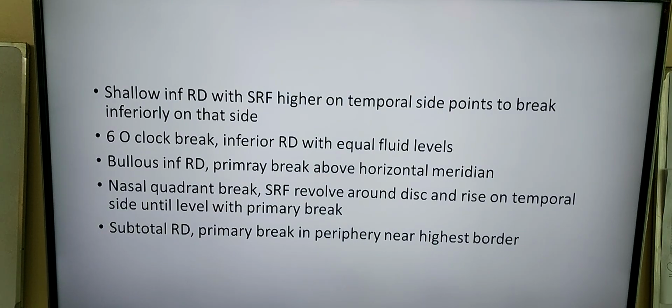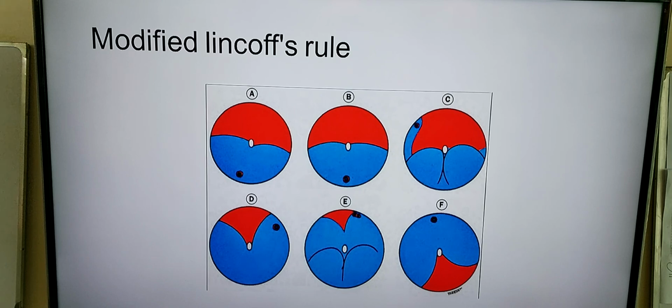This shallow inferior retinal detachment with subretinal fluid higher on the temporal side points to a break inferiorly on that side. This one, which I just mentioned.